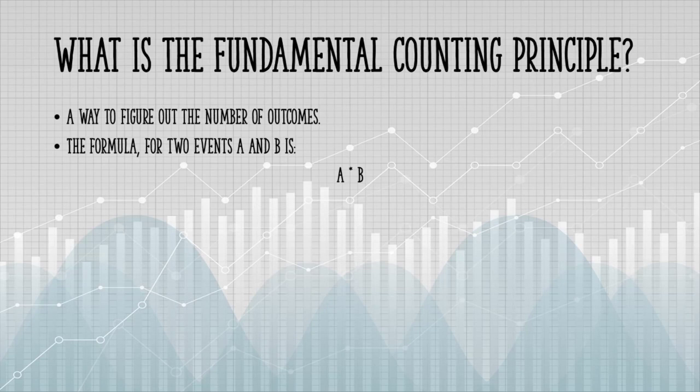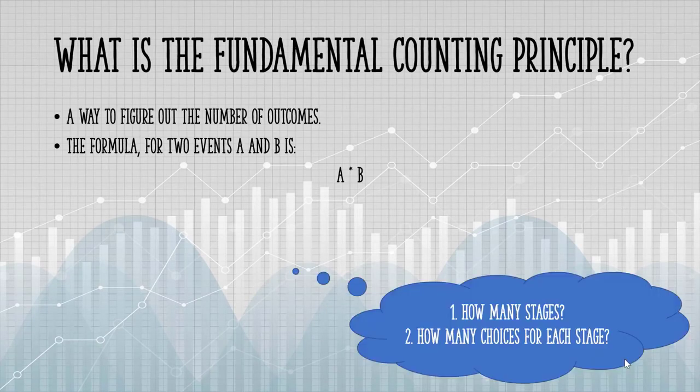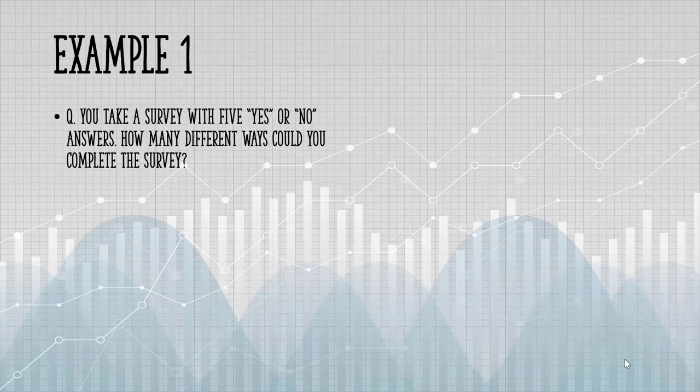That can be a bit challenging, but what can make the job easier is if you answer 2 questions about the situation. The first question is, how many events or stages are in the problem? The second question is, we want to know how many choices are there for each event or stage. Once you've figured out the answer to those 2 questions, then you can apply that formula. Let's work through a few examples.